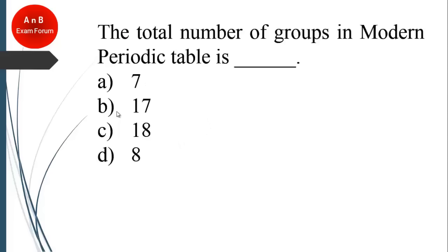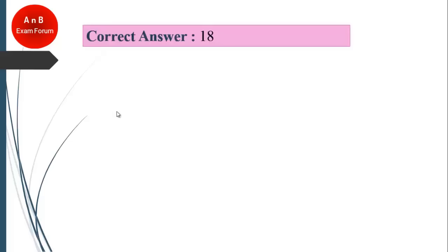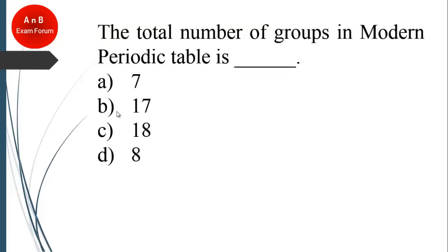Coming to the next question, the total number of groups in the modern periodic table. This is a very important question. Groups and periods. Students, there are 18 groups and 7 periods. Remember, there are 18 groups in the modern periodic table. The vertical columns are groups and the horizontal rows are called periods. So there are 7 periods and 18 groups.